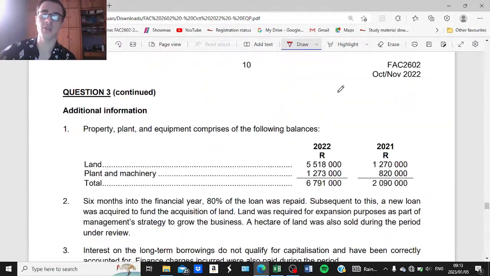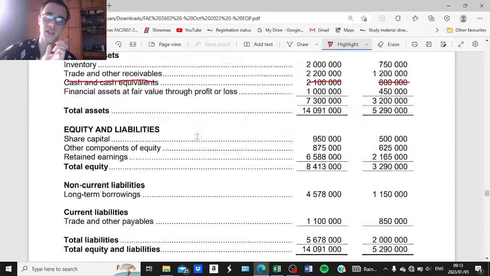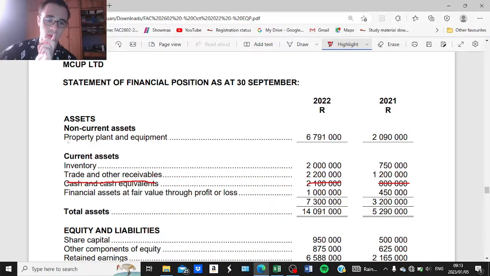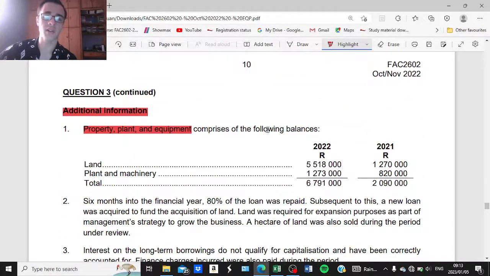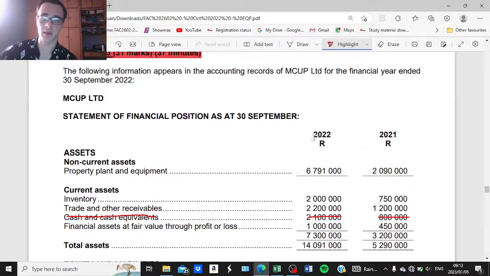So we can start reading additional information point 1, which says the following. Now, property, plant and equipment, which is shown under non-current assets, right, in the statement of financial position right here, comprises of the following balances. So these two balances in the statement of financial position are made up of different components.